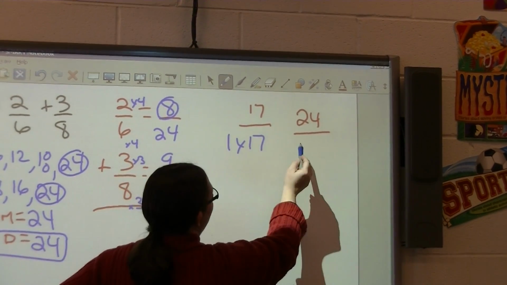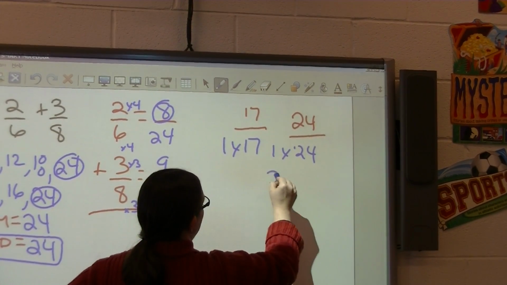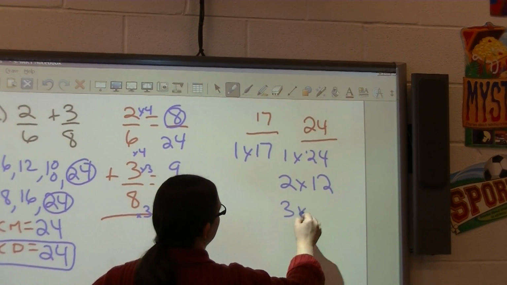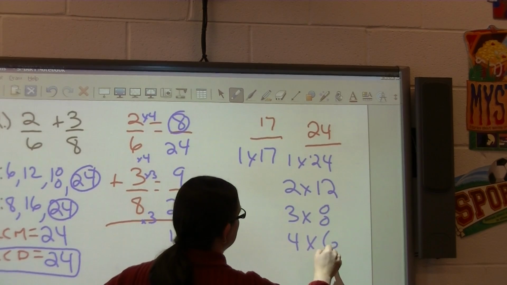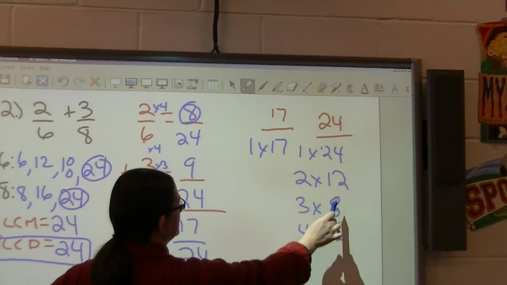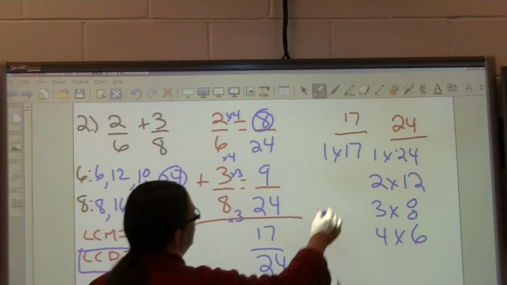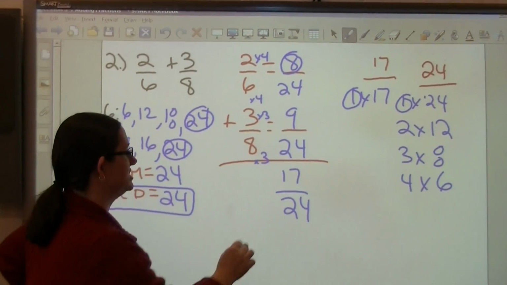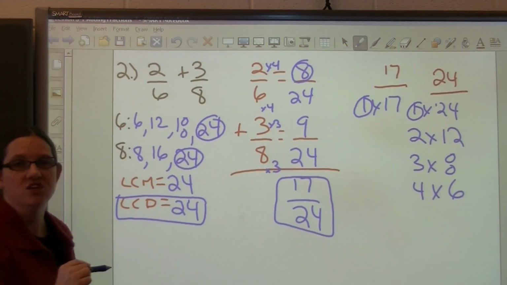No, okay, and now factors for 24. 1 times 24. 2 times what? Good, 12. 3 times what? Good, 8. 4 times what? 6. Good, so we have 1, 2, 3, 4, 6, 8, 12, 24. What numbers do they share? Again, you're just seeing 1, so if we just see 1, this is in simplest form. So our final answer is 17/24.